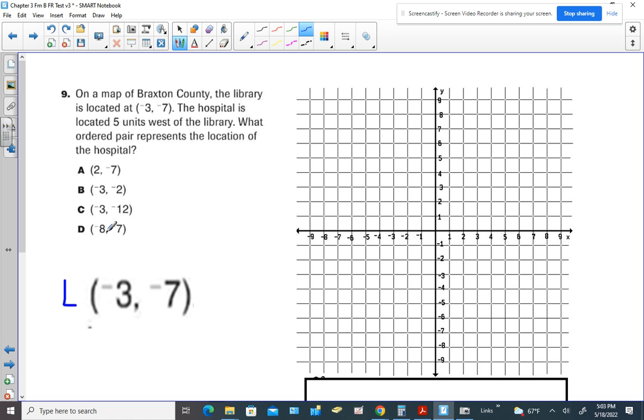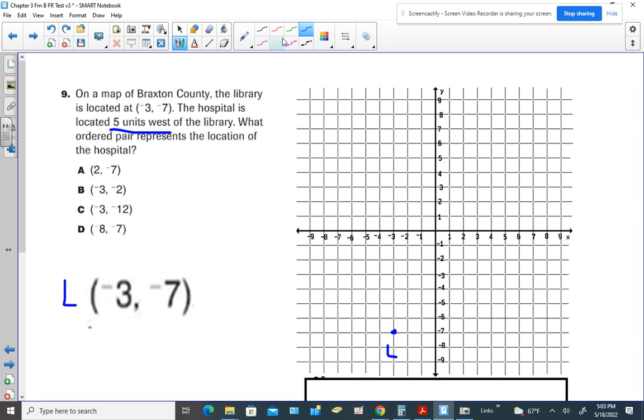So we have a couple options here. One option is we can go ahead and plot the library, which is at -3, -7. That would be going left 3 and then down 7. Put a dot. And then how about we put an L next to it for the library? All right, so we can just simply count 5 units west.